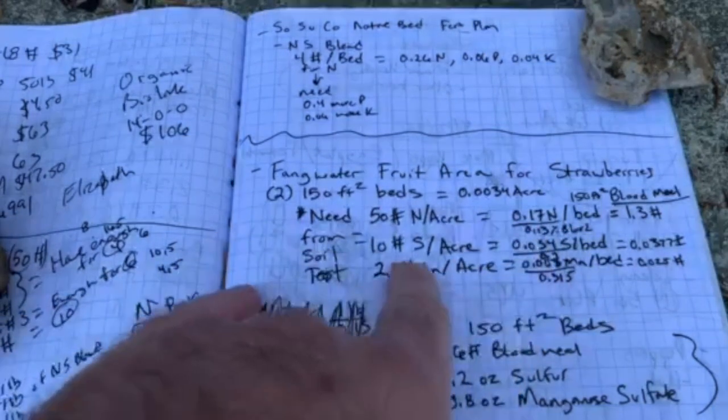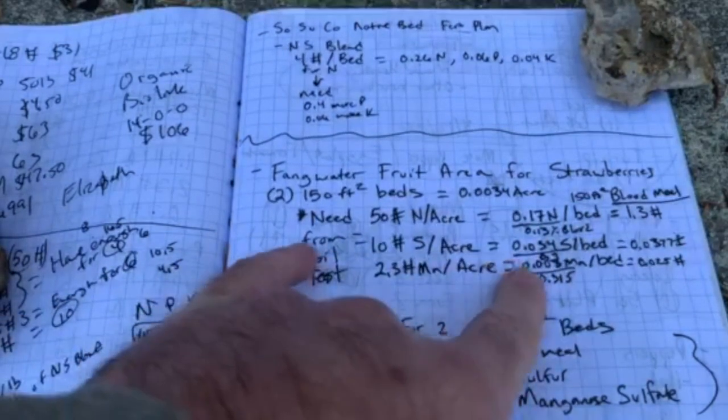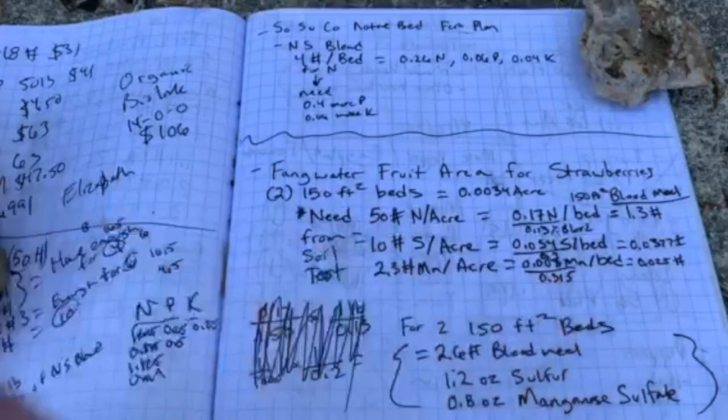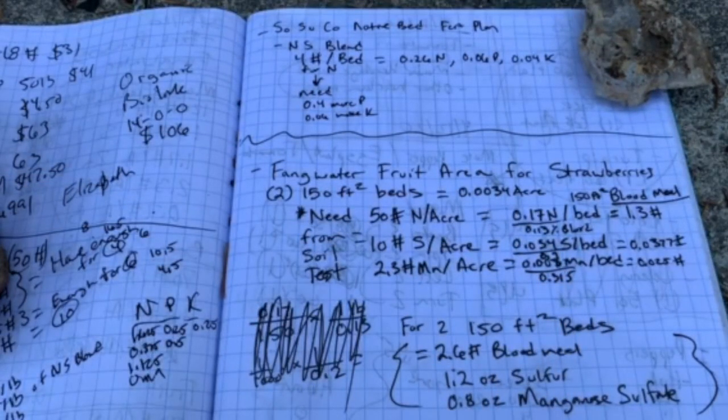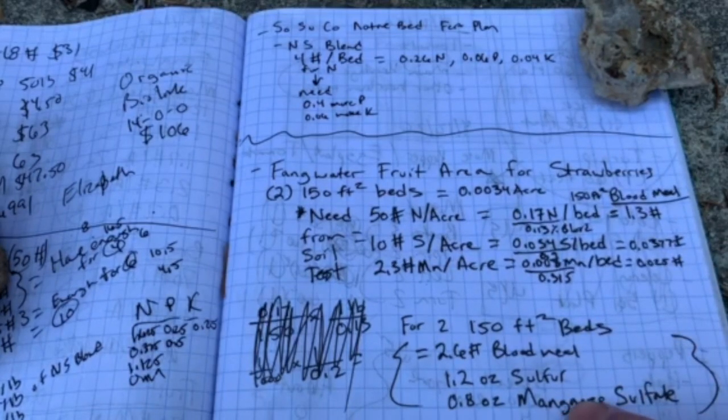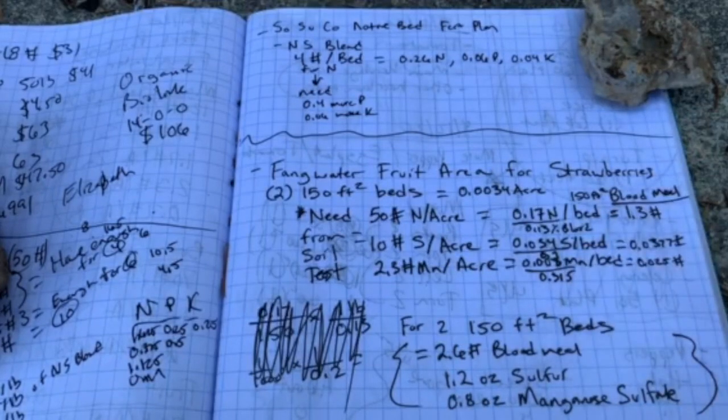So I did the same thing for sulfur and manganese. They both have different percentages. So in the case of sulfur, it's 90%, and manganese sulfate, it's 31.5%. So I did that for each bed, and you'll see what I did is I converted the poundage here to ounces down here at the bottom, what I'm actually going to apply. And then I doubled it because I'm going to apply it to 2 beds.